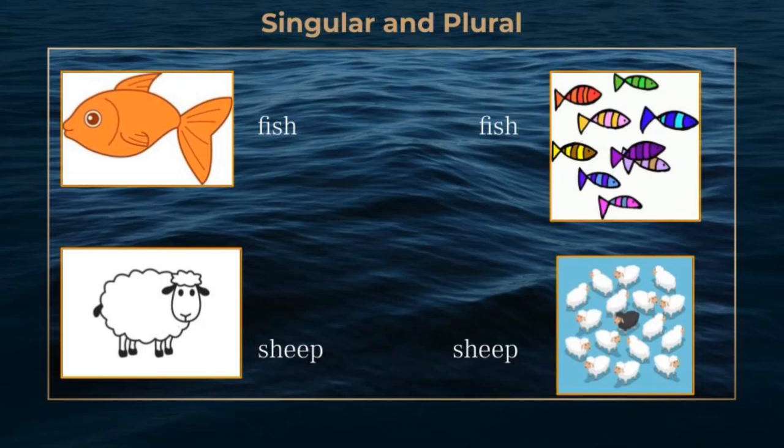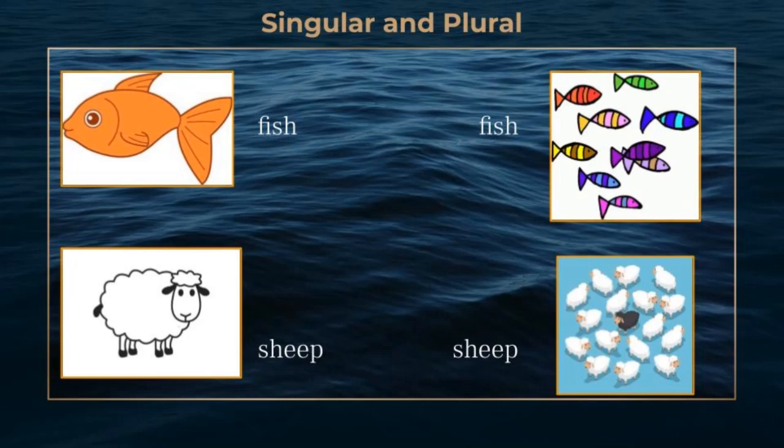Look at the first example. What is given in the first picture? It is a fish. Fish is a singular noun. Look at the second picture. I think 7 or 8 fish are there in the second picture. Students, the singular noun is fish. The plural form of fish is also fish. We don't want to add anything to that word. Okay. The singular noun is fish and the plural form is also fish.